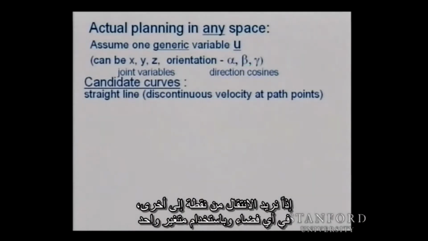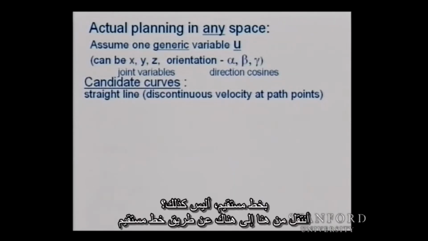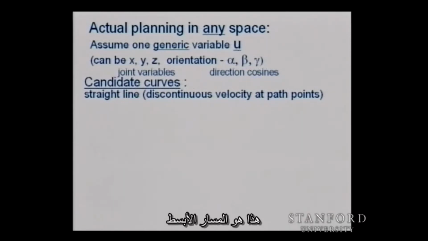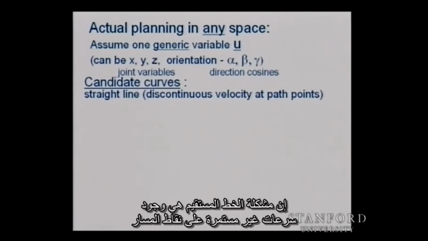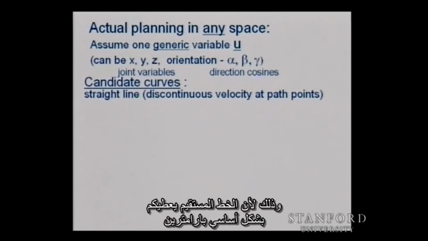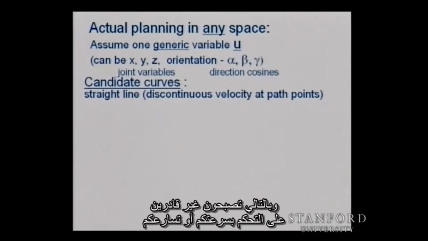Okay, we want to go from one point to another point in any space, with one variable. What's the simplest way? A straight line, right? I go from here to there along a straight line. That's my simplest trajectory. The problem with the straight line is that we have discontinuous velocities at the path points, because a straight line only gives you basically two parameters, and you're not in control of how fast you go or the acceleration.